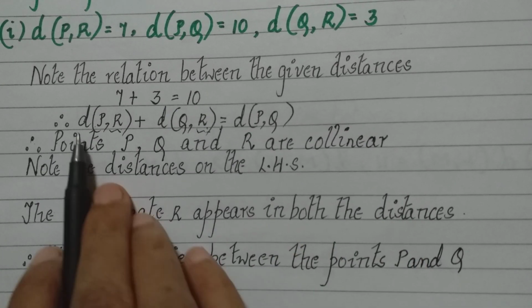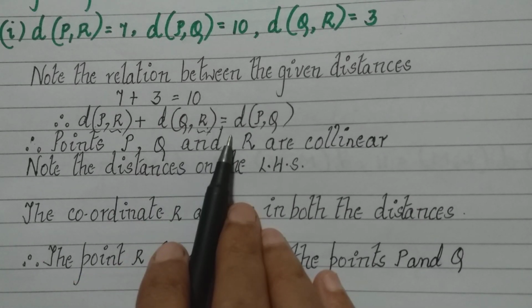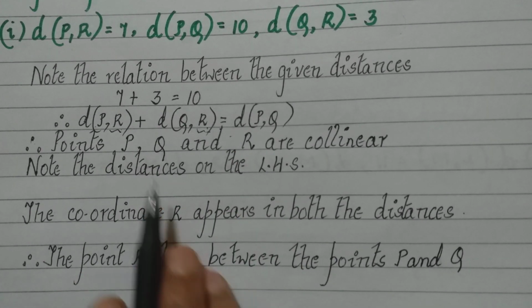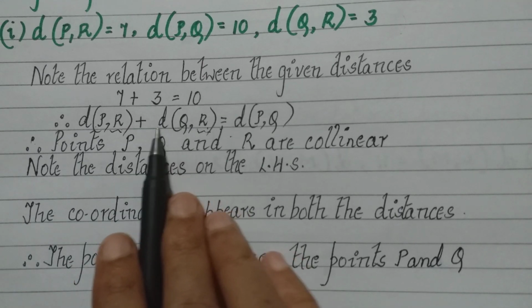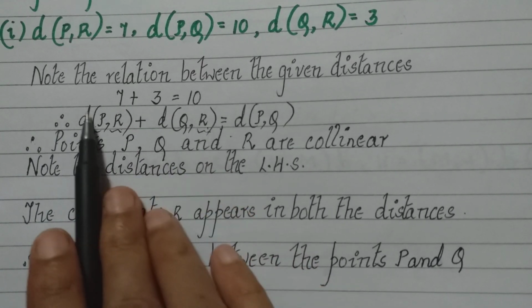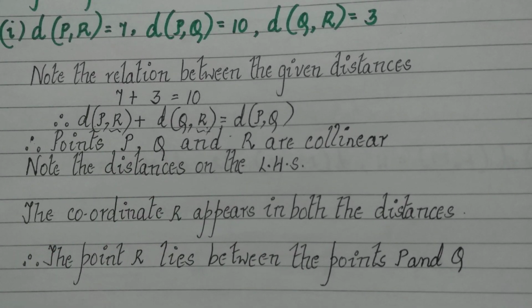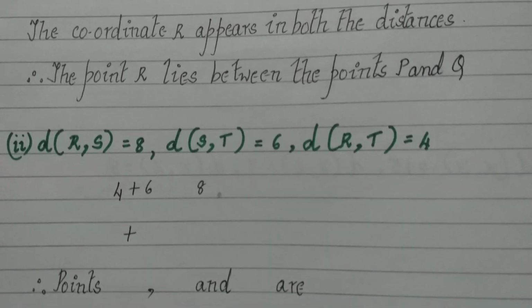Further, note the distances on the left hand side. That is the same thing I explained to you in betweenness. The coordinate R appears in both these distances. Therefore, the point R lies between the two points P and Q. Similarly, we'll do for the next question.